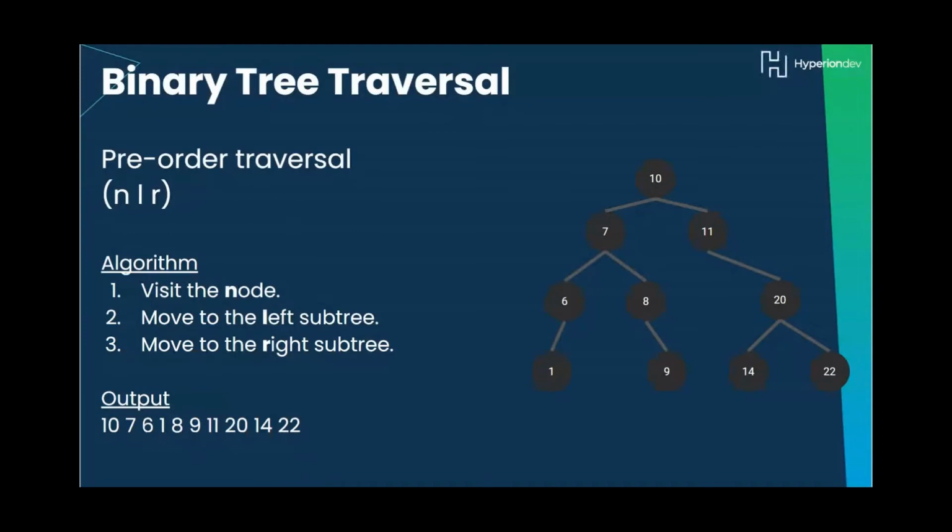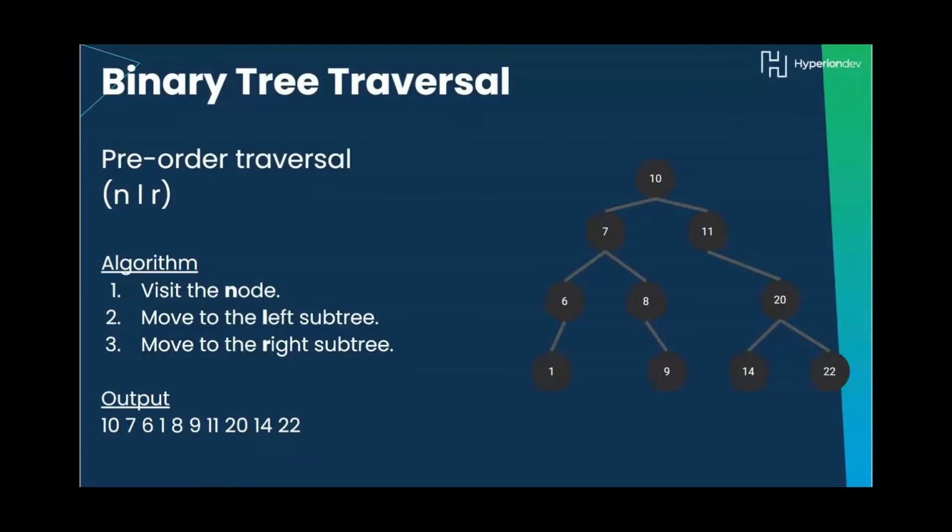Then we're at 8, and we're going to follow that algorithm again by visiting the node, and you can see that in our output. Then we go to the left. But since 8 does not have a left subtree, it will go on to the right. You can see it's going to follow the same pattern of visiting the node, moving to the left, moving to the right, until you get the output that you see on the screen.